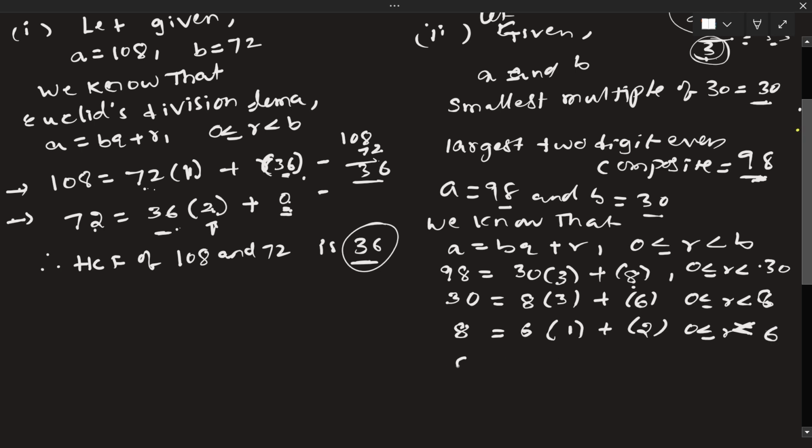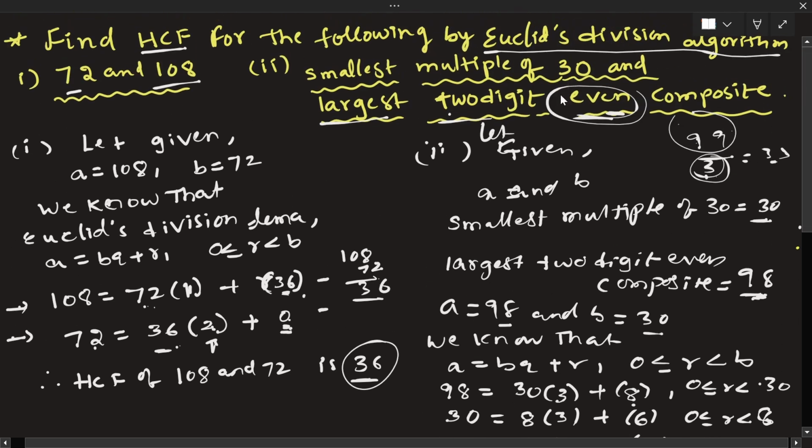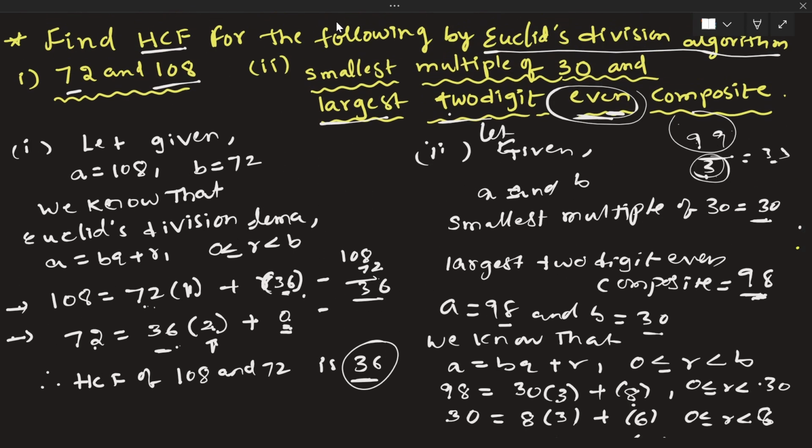Okay, next step: the divisor is now 2. 6 divided by 2, how many times? 3 times, and now the remainder is 0. So what is the HCF here? Therefore the HCF is the divisor. What is the divisor here? 2. So the HCF of the smallest multiple of 30 and the largest two digit even composite number is 2. I hope you understand how we can find the HCF of given two positive integers using Euclid's division algorithm.